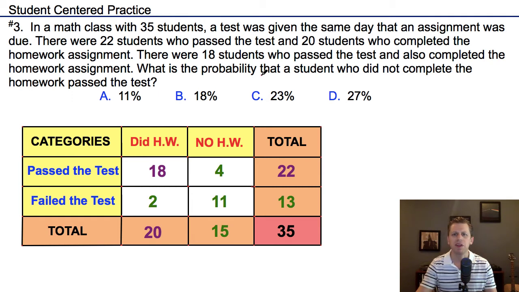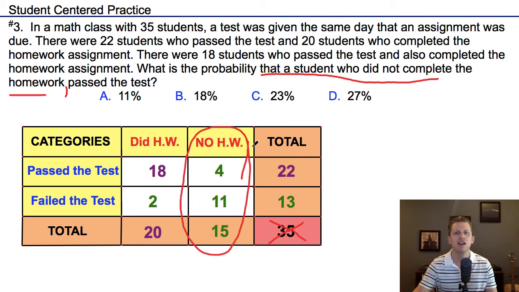Now let's answer the question. What is the probability that a student who did not complete the homework passed the test? So here, this is a conditional probability. We're not talking about the probability of all students here. It didn't say what's the probability of all students. It says what's the probability that a student who did not complete the homework. Here are the students that didn't complete the homework. There was 15 students that didn't complete the homework. And of those 15 students, how many of them passed the test?